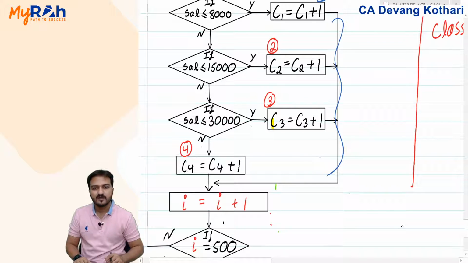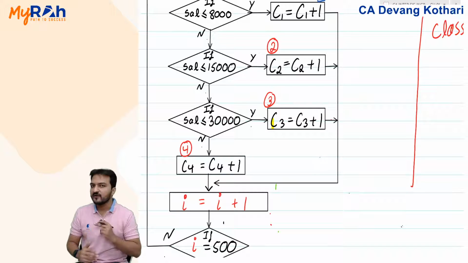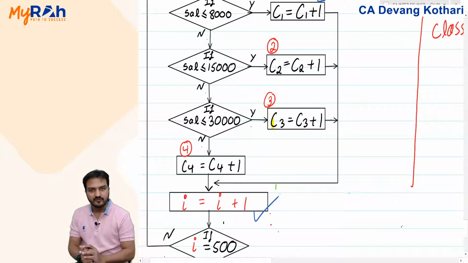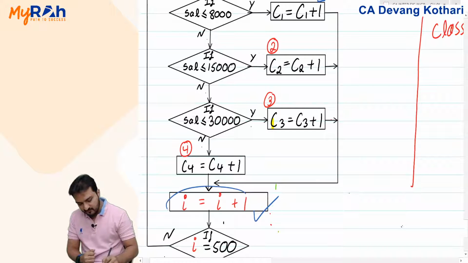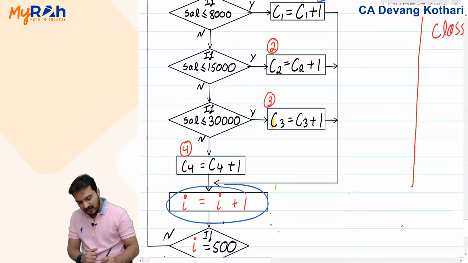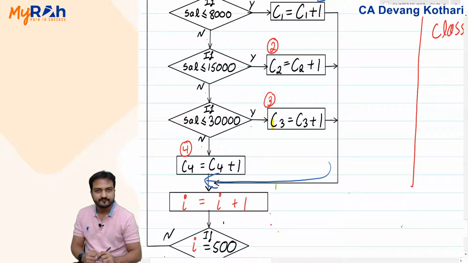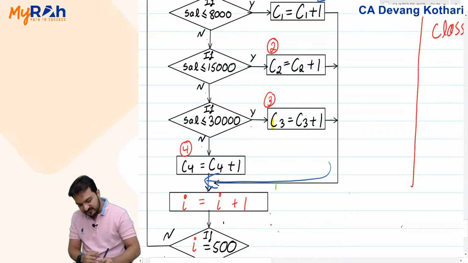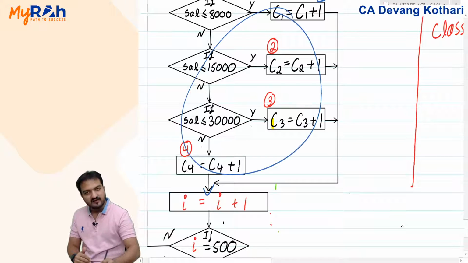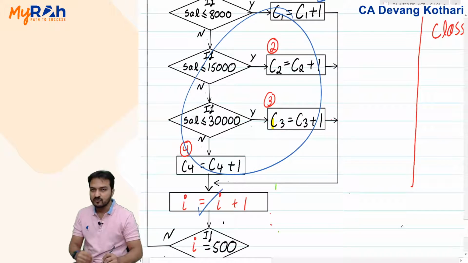Now, how does the software know when to stop? Well, to make the software stop, I use one more counter. One more counter here, I'm naming it as I equals I plus 1. And look, I'm putting the counter after converging this arrow. So after converging these arrows, I put the counter here so that after classifying every salary, it will run the counter I equals I plus 1.